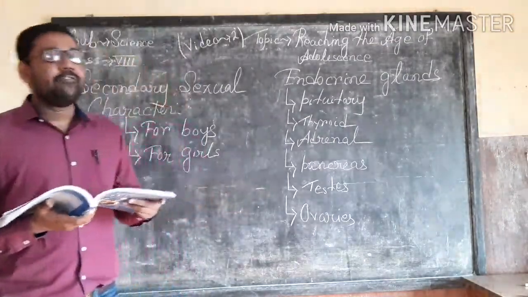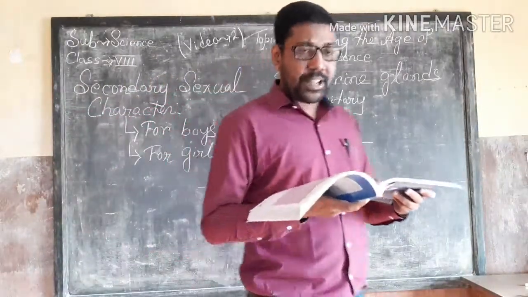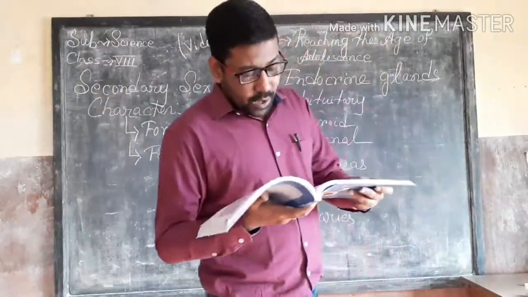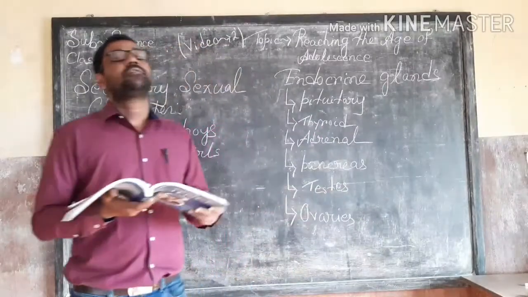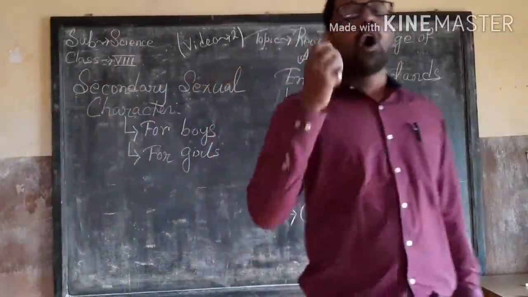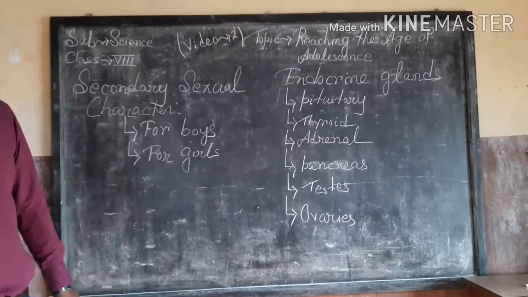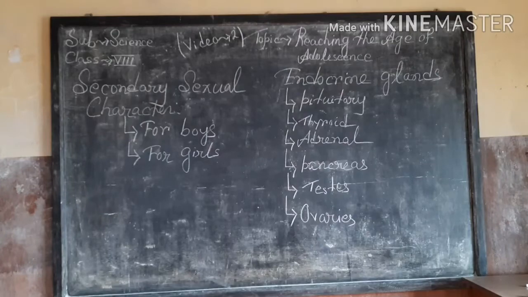So what is the definition of hormones? Hormones are chemical substances secreted by the endocrine glands. So what is a hormone? A hormone is a chemical substance which is secreted by the endocrine glands.